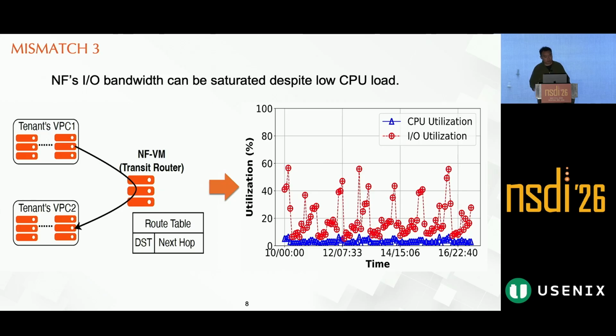Mismatch 3, I/O bandwidth saturated despite idle CPU. Transit router is a poster child for this issue. TR handles high-bandwidth cross-VPC traffic, such as high-definition video and cloud sync, using stateless L3 forwarding with almost no CPU demand. Our profiling shows that some NF VMs are nearing peak I/O utilization with only about 6% CPU usage. At Tbps scale, scaling VMs for I/O bandwidth while paying for idle CPU is economically unsustainable.